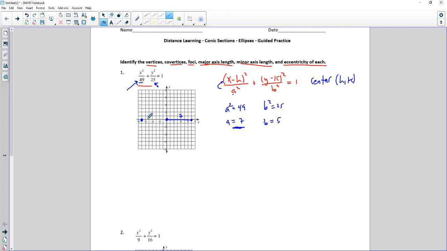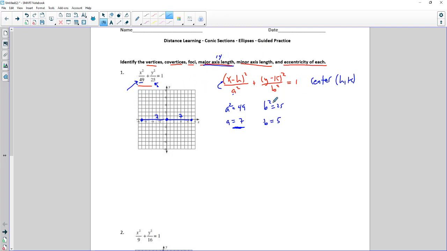And of course, if I were to ask you for the length of the major axis, this would be 7 and 7. So that total major axis length, which is the longest axis, that's what major axis means, is going to be 14 for this answer.